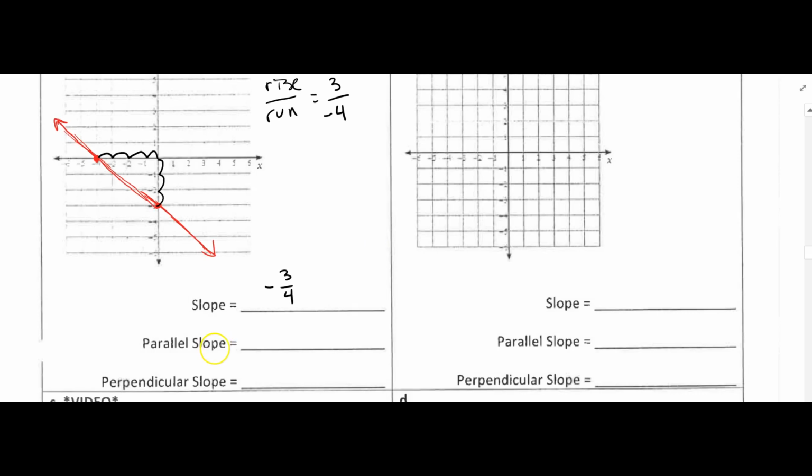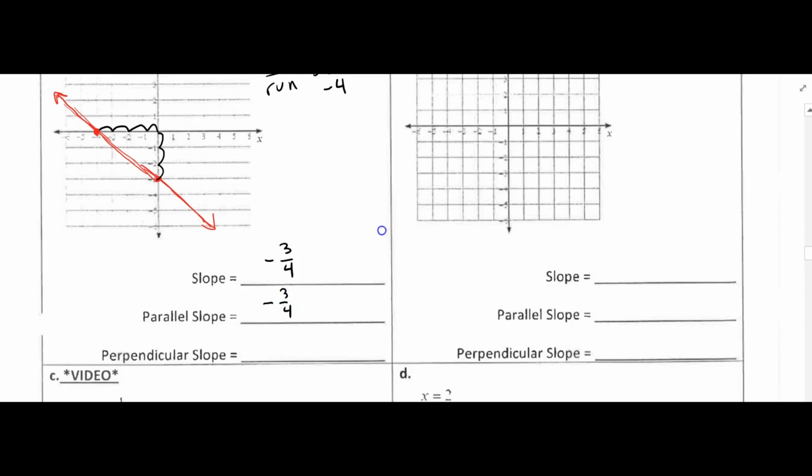A parallel slope, so a line that's parallel to this, remember parallel lines have the same slope, so that also has to be -3/4. And then my perpendicular slope, any line that's perpendicular to this, its slope has to be the opposite, so it's going to be positive, and the reciprocal, so positive, and the reciprocal is 4/3.